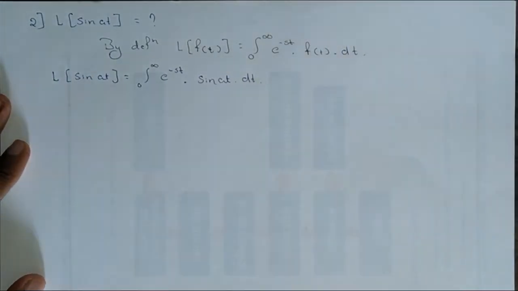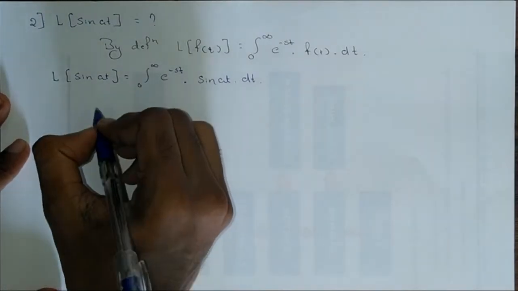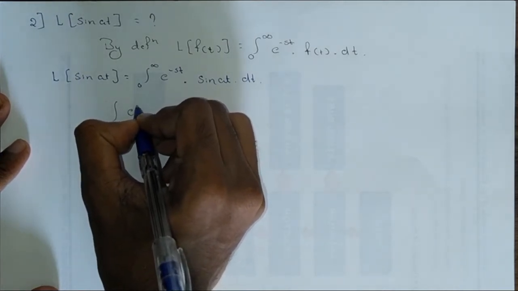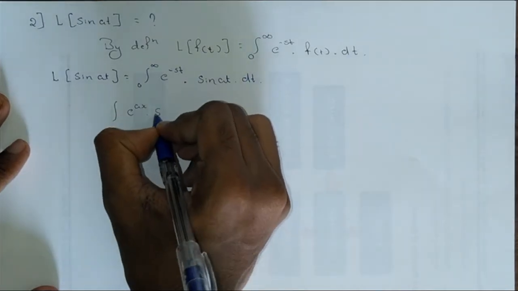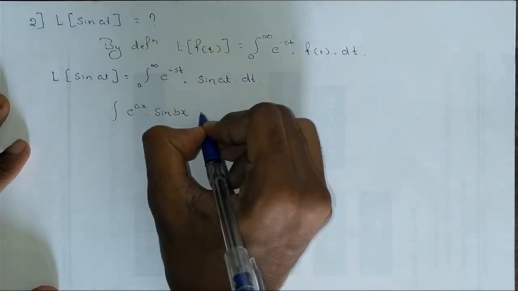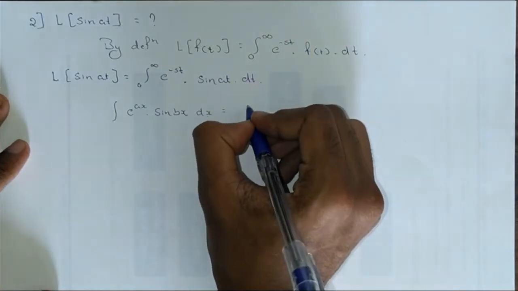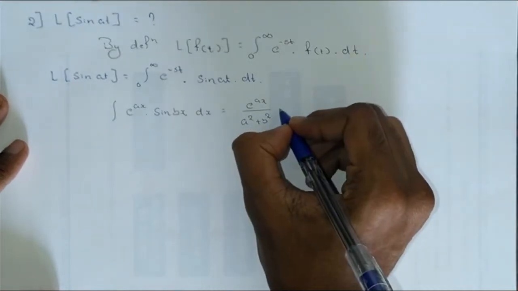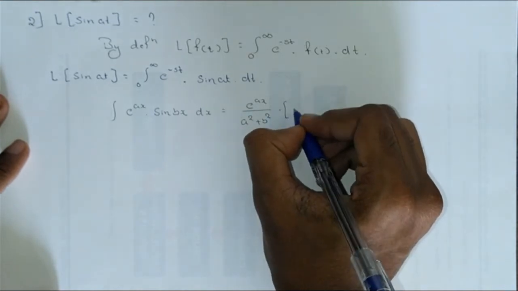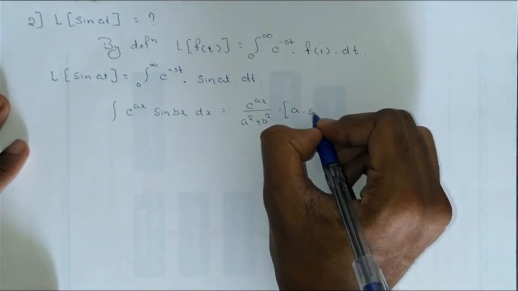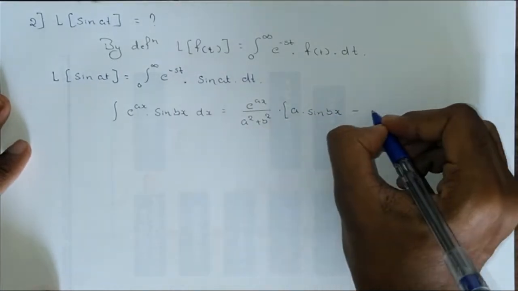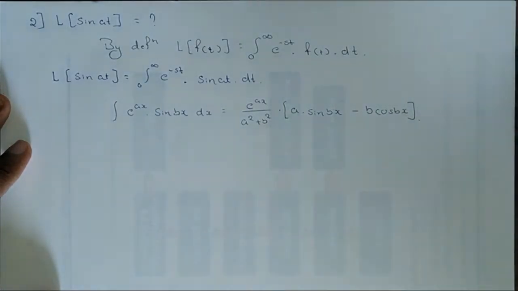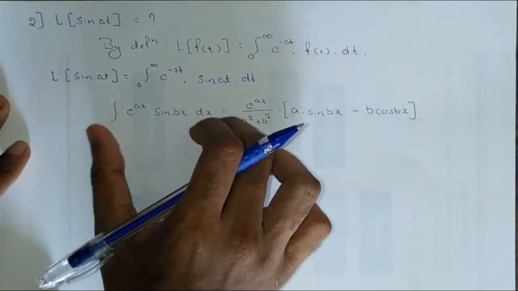Now if you remember a formula that we have learned in our 12th standard of integration, so integration of e raised to ax into sin bx dx is equal to e raised to ax upon a square plus b square into a sin bx minus b cos bx. So we will use this formula in this.